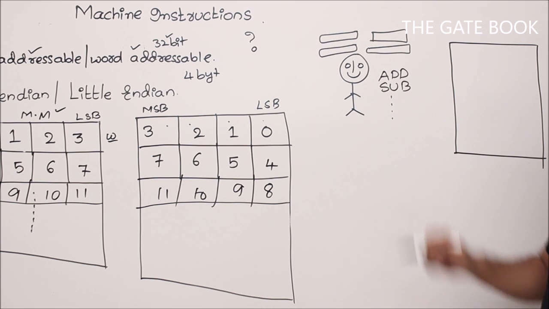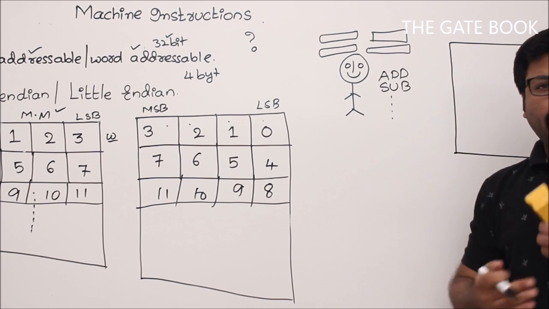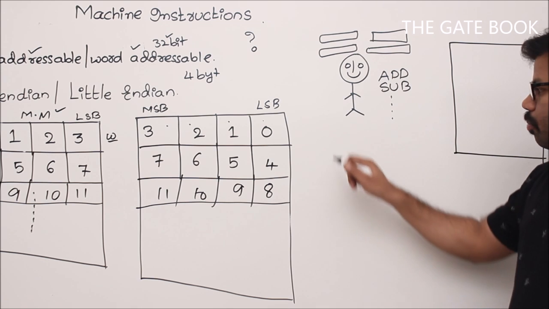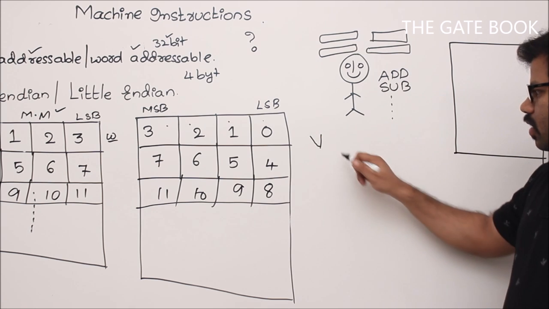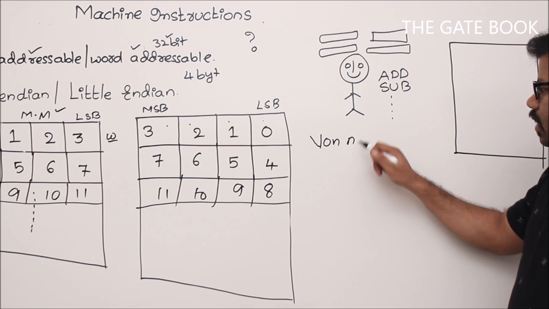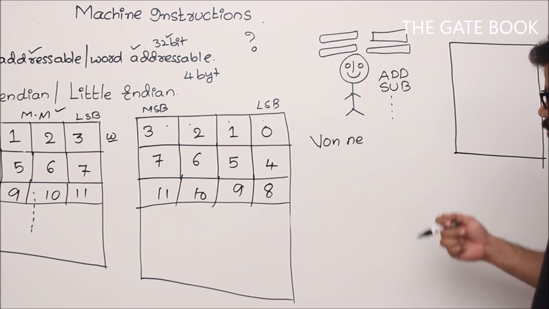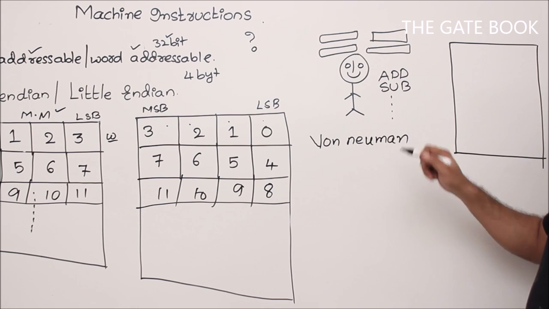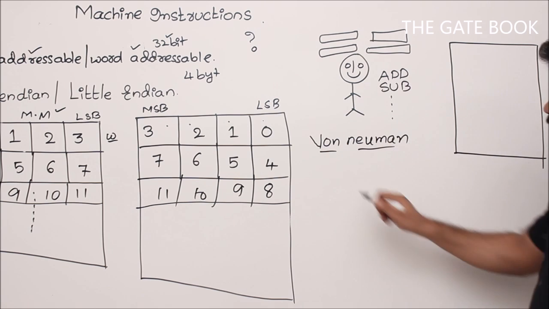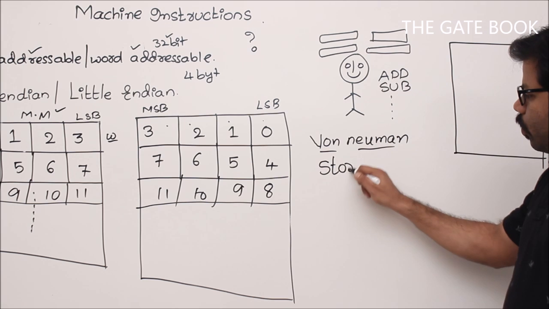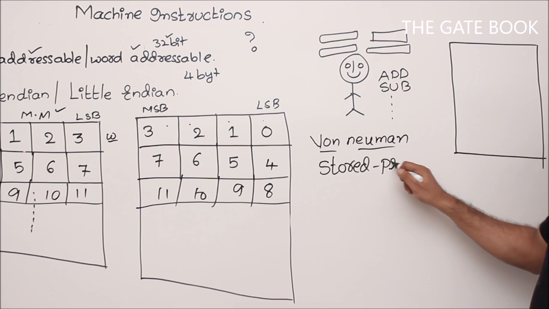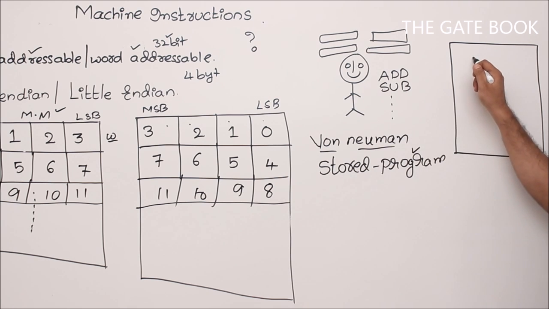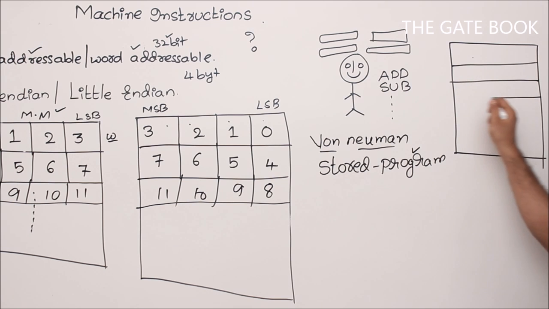It has some equipment and we are going to use it to do some operations, otherwise to perform some tasks. For that we have to write a program. According to the von Neumann concept, von Neumann is the pioneer of defining computers. He introduced the stored program concept. That means write a program, store it and execute it. That is the stored program concept.